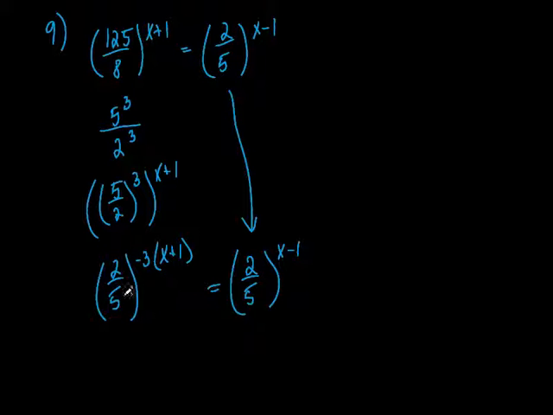Now I've got the same base. If the bases are the same, what do we do? Just set the exponents equal to each other. And you can do the rest of this. I'm not going to finish this up. You can do it. It's just distribute the negative 3, solve for x, and you can get that yourself. All right? I did the hard part.